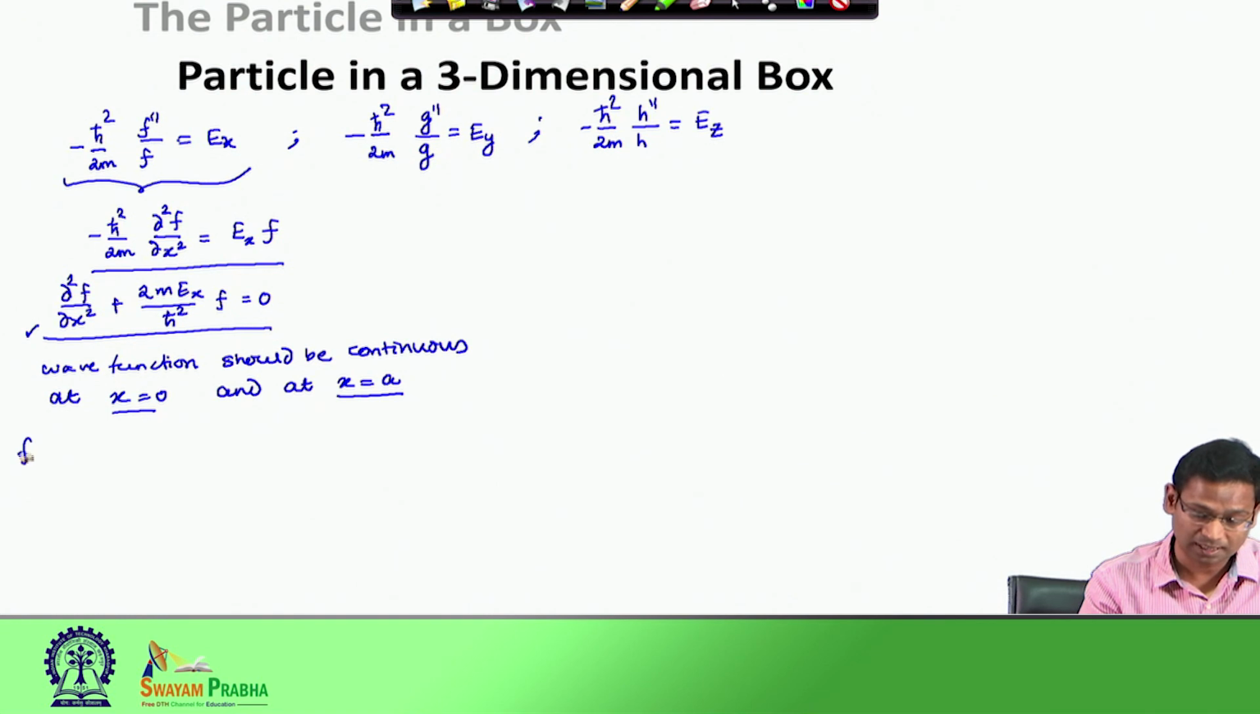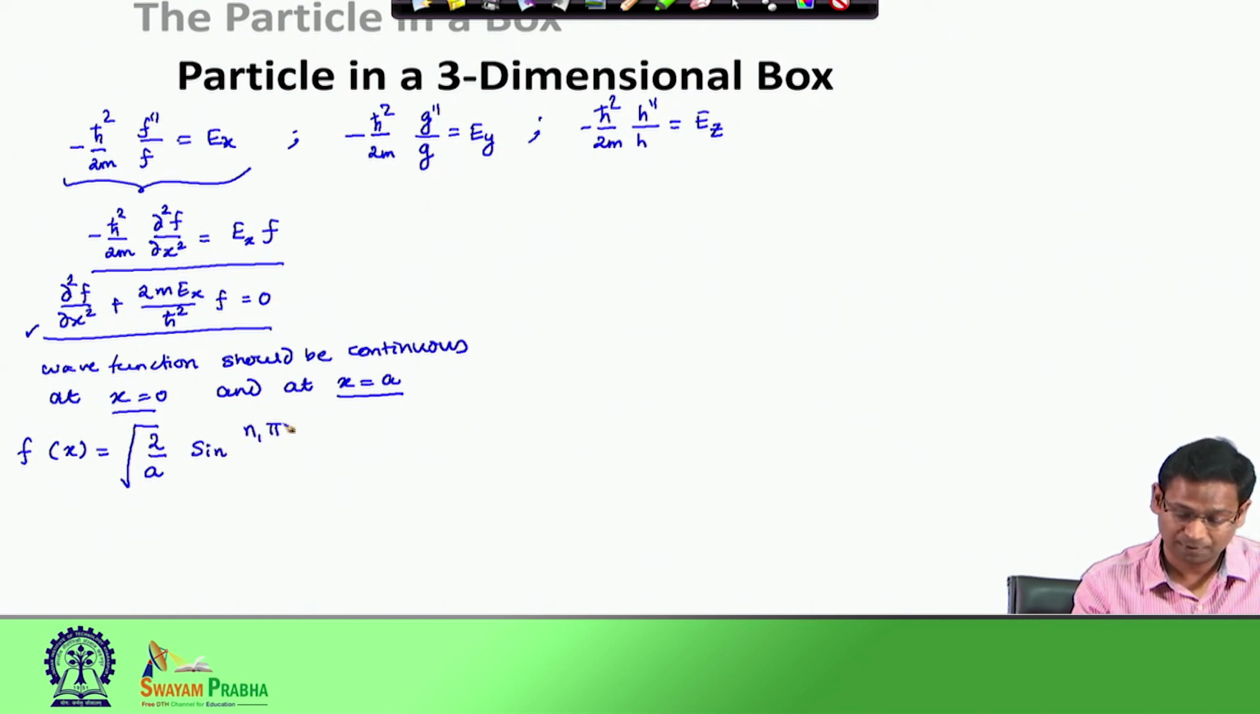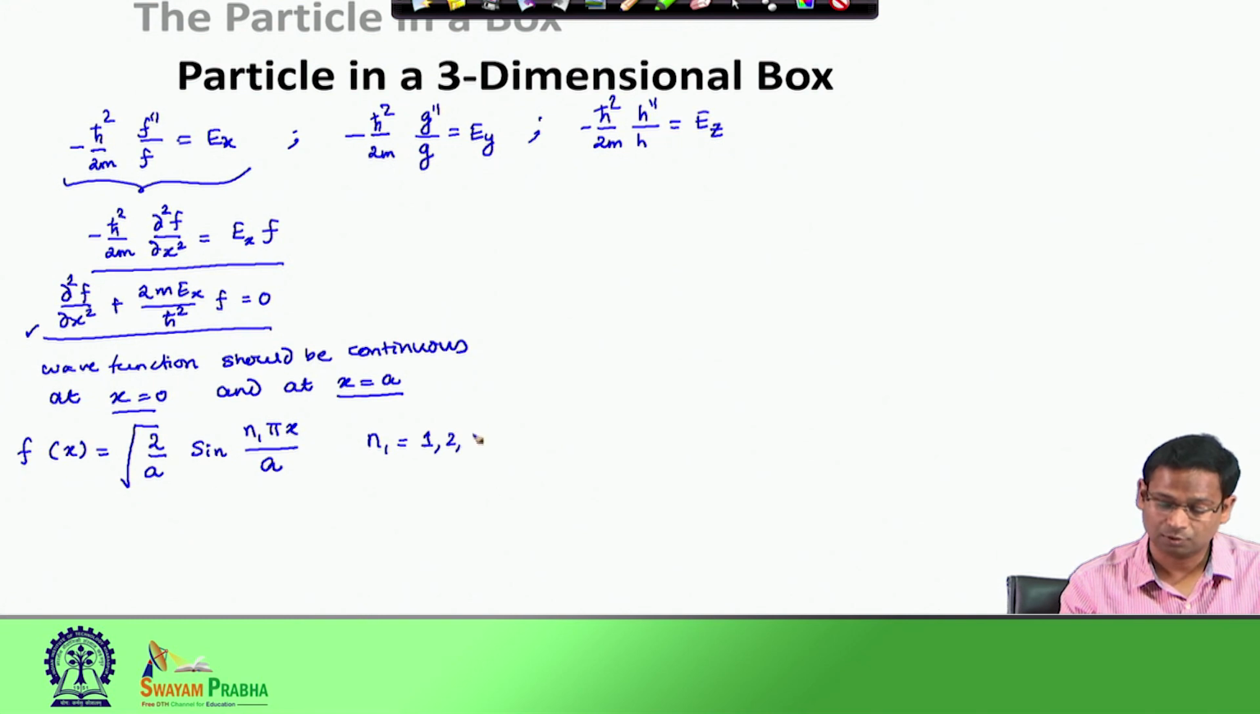In that case, what I would get is that the function f, which will be a function of x, will be 2 by a under square root sin n 1 pi x by a. Please compare this function with respect to the one dimensional box problem. In that case, in this place instead of a, we had capital L, which was the length of the box, the same here. And here we have this quantum number n 1, which can, like the previous case, go from 1, 2, 3 and so on. So, therefore, this function f has a dependence on one quantum number n 1.